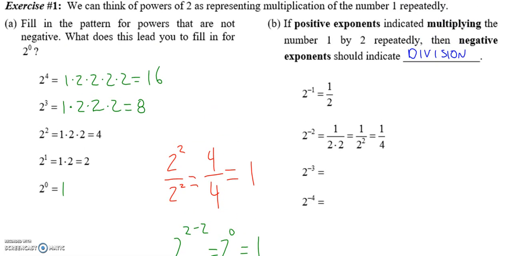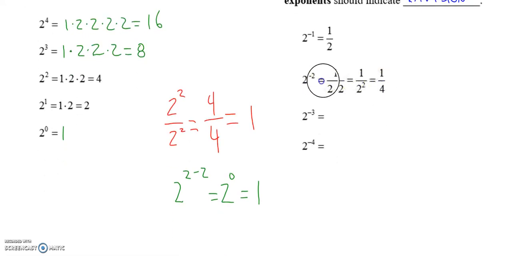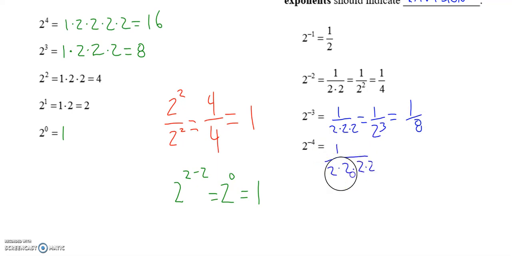Alright, for part B, it's saying if positive exponents indicate multiplying numbers repeatedly, then negative exponents should indicate dividing repeatedly. So you can see what he did here. He's saying 2 to the negative 1, instead of multiplying by 2, you're dividing by 2. 2 to the negative 2 means you're dividing by 2 twice, which we know now looks like this, and you get 1 over 4. So with the same pattern in mind, 2 to the negative 3rd means you're dividing by 2 three times. This would be 1 over 2 to the 3rd power, and therefore you'd end up getting 1 over 8. And same pattern here.